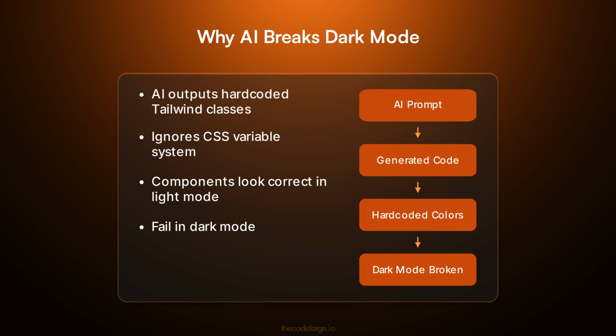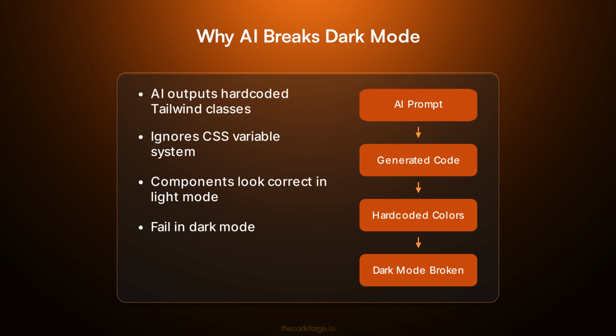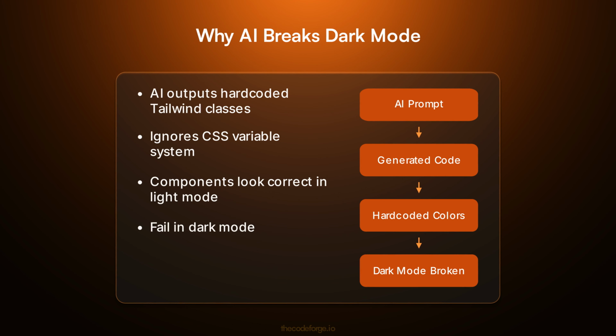AI code generators like V0.dev often produce components with hard-coded color values like bg-white or text-gray-900. These bypass the CSS variables that Shadcn relies on for theming. The result: components that look fine in light mode but become unreadable in dark mode.